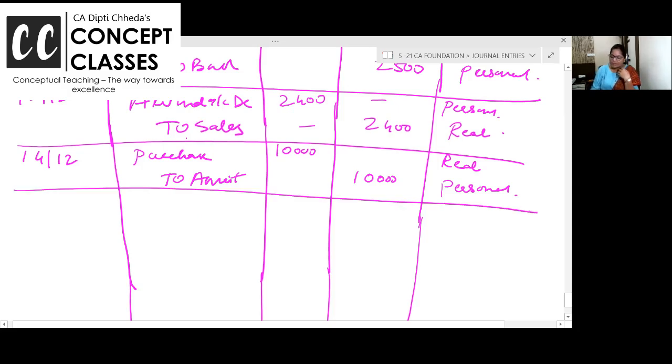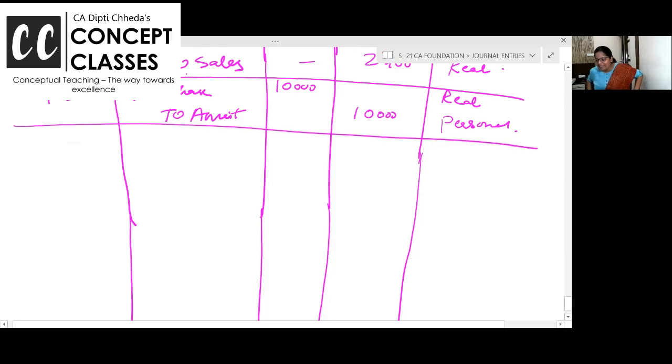I know some of you may be feeling this is quite a repetition, but then do practice so that your concepts are very, very clear. Repetition will give the speed also required. Yes. Now, he returned goods to Amrit, 500. Out of 10,500 goods we have returned to Amrit.